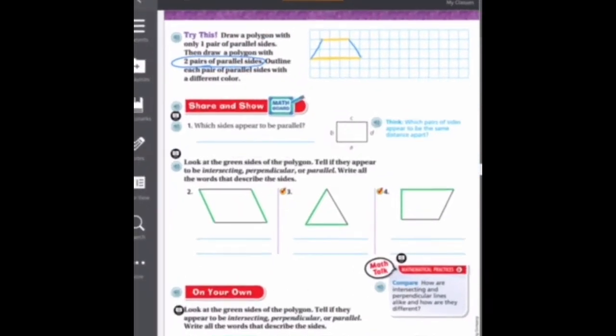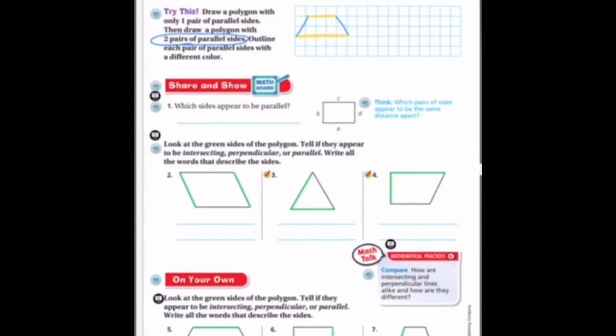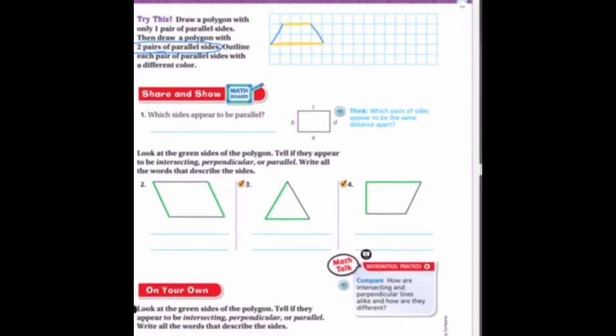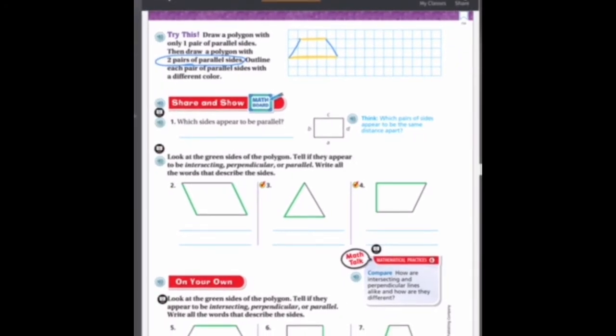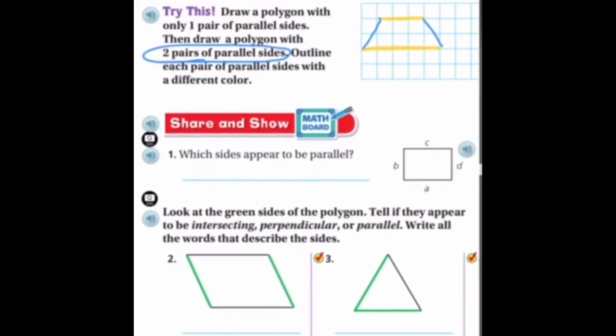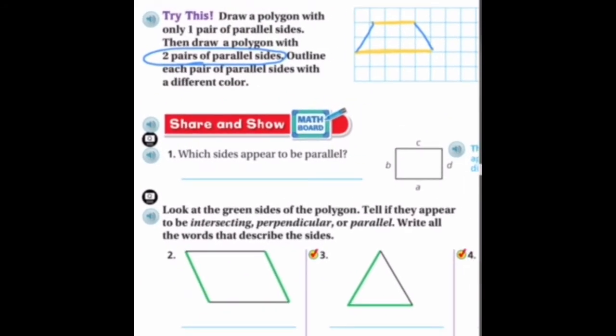All right, let's move to share and show. This is the time where you can pause the video, do these next four questions in the share and show section. And when you're done with those four questions, you can resume the video to check your work. Here we go. Go ahead and pause your video. All right, I assume you're done with these questions, and now you're resuming the video to check your answers.